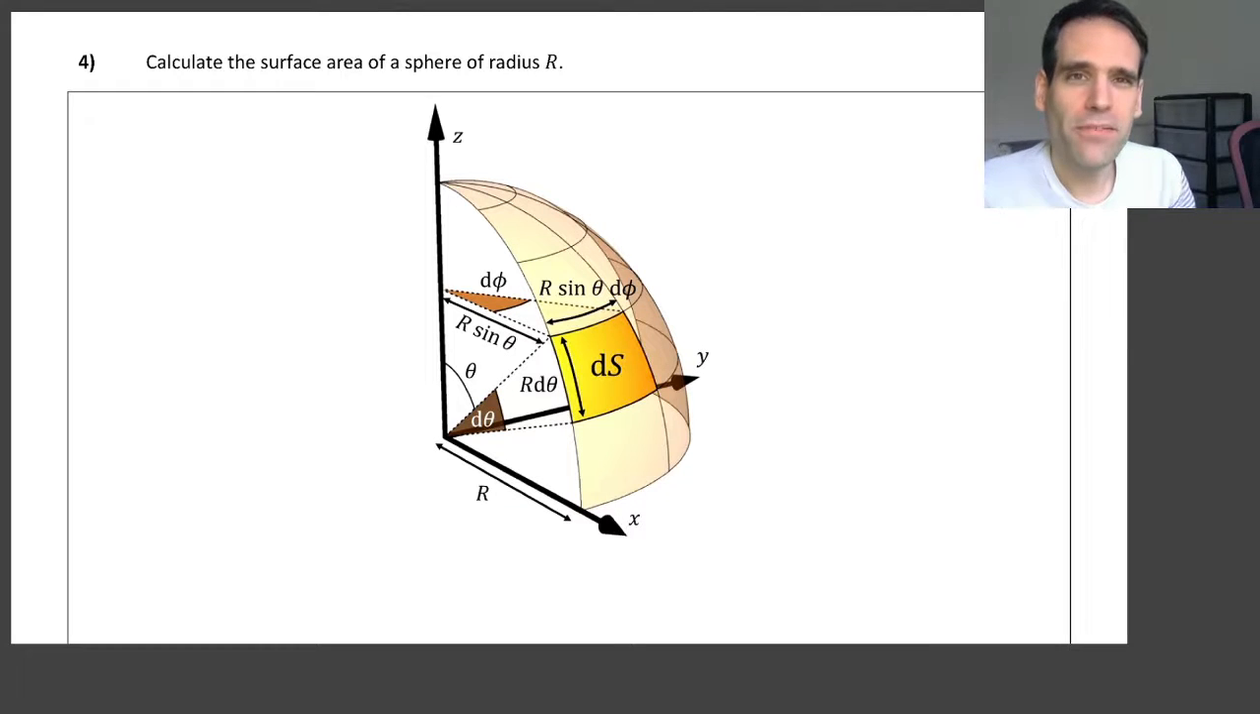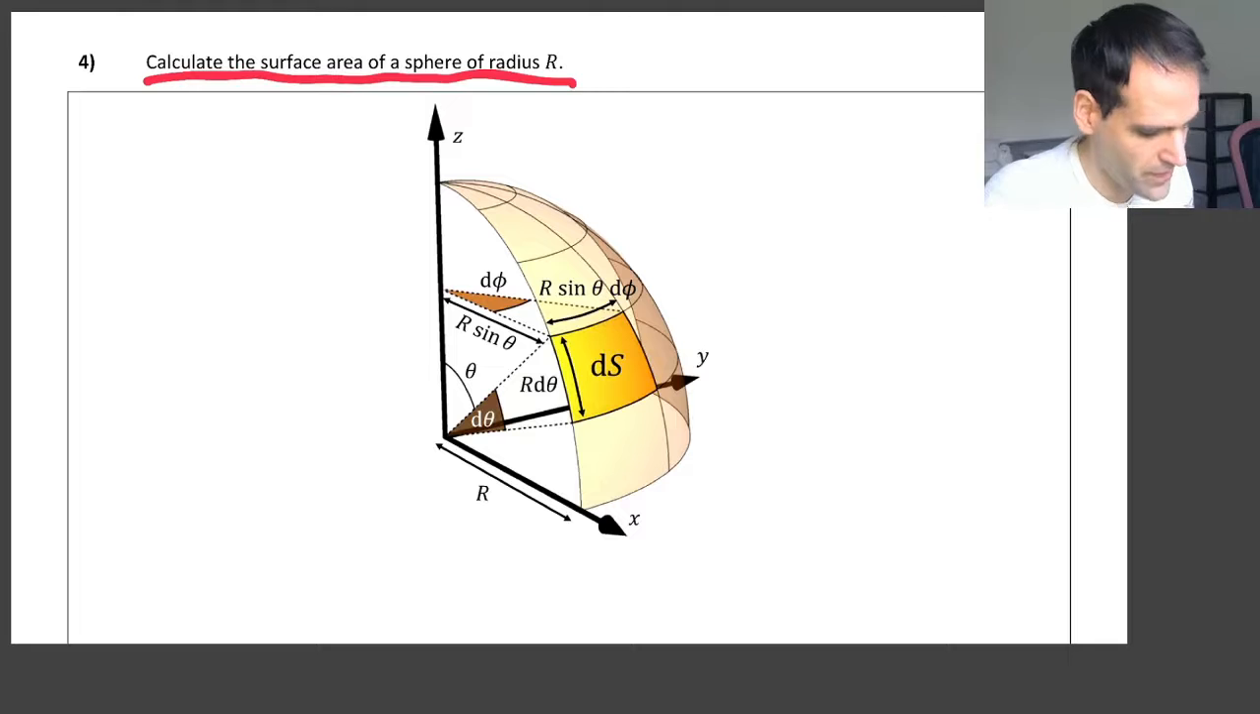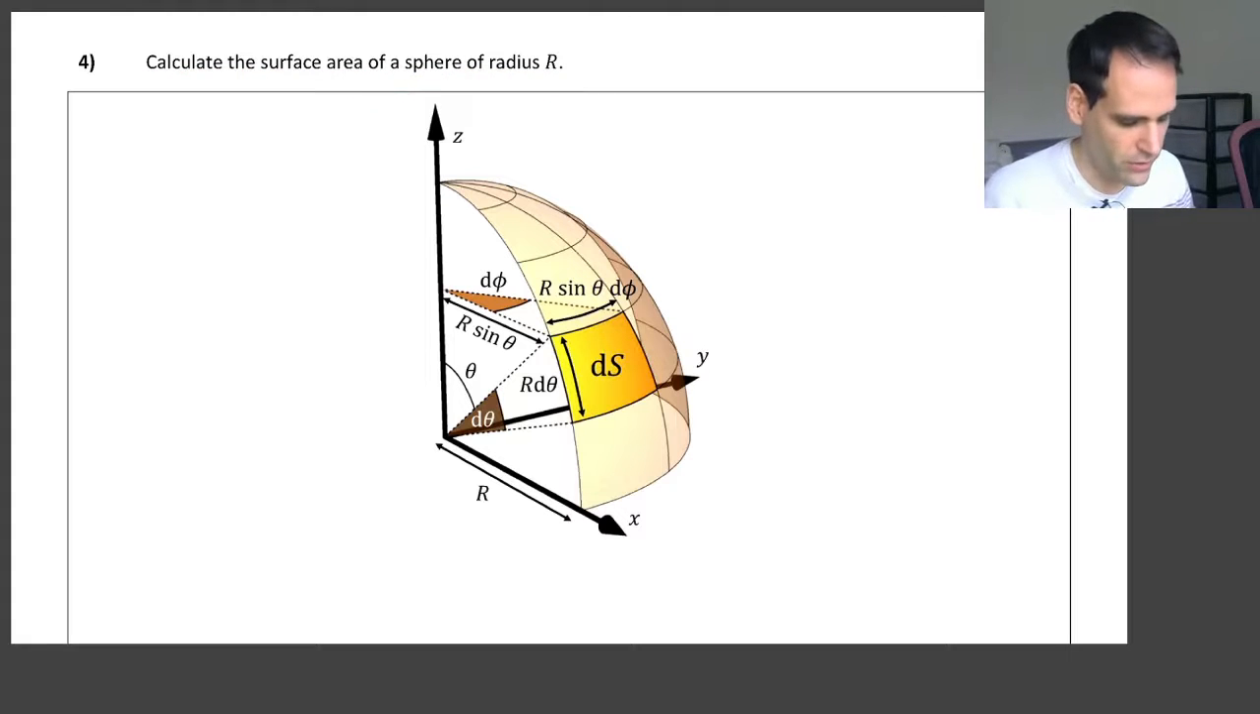Let's do another example of calculating ds by geometrical intuition, this time for a sphere. So imagine that I ask you, calculate the surface area of a sphere of radius r. That's the only thing I tell you, okay? So how do you do it?